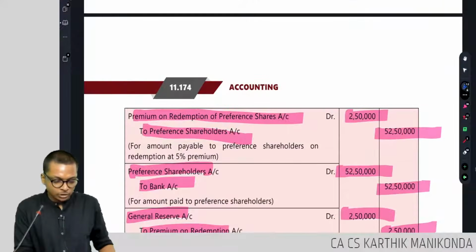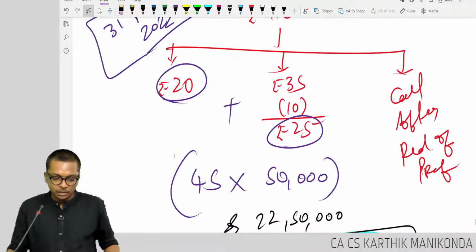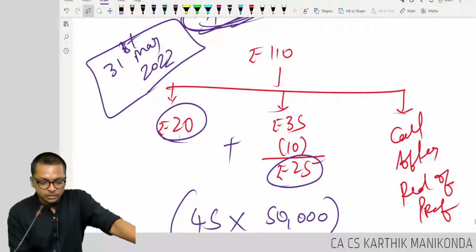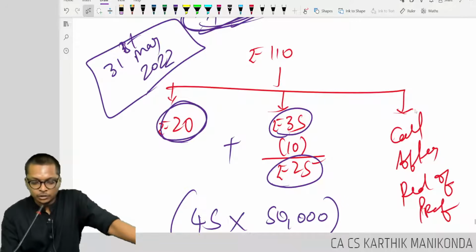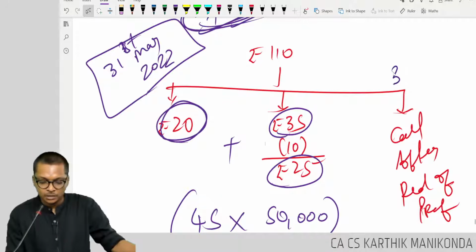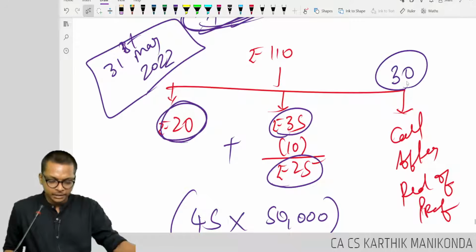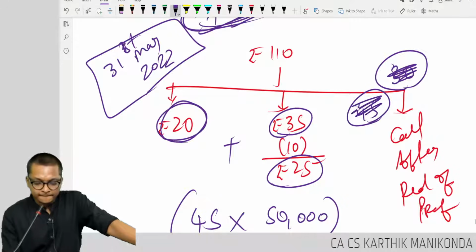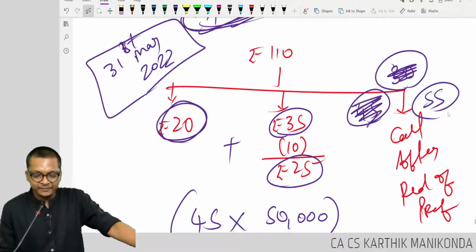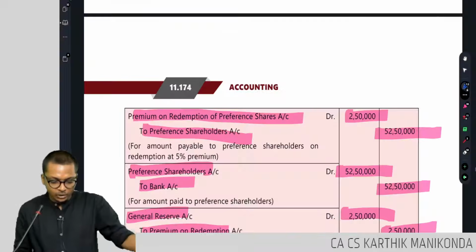So how much is the balance call money? We will see here. Out of 110, 20 and 35 is paid here, 55 is paid. So the final call will be how much, guys? 30, yeah? Can you check once? 30, the final call is 55, but they are not bothered about the final call. What are they explaining here?